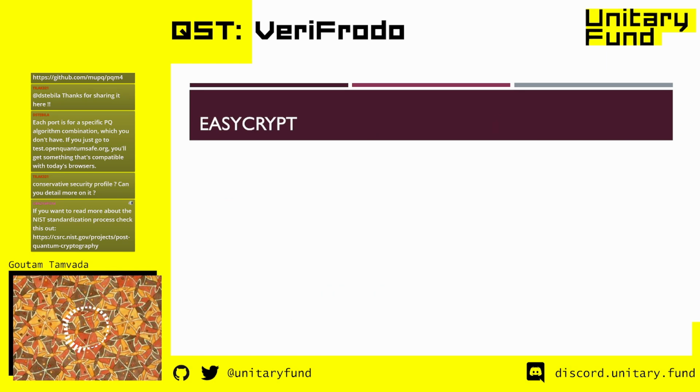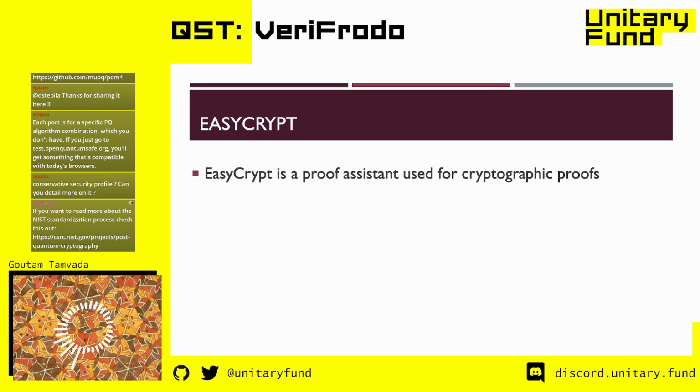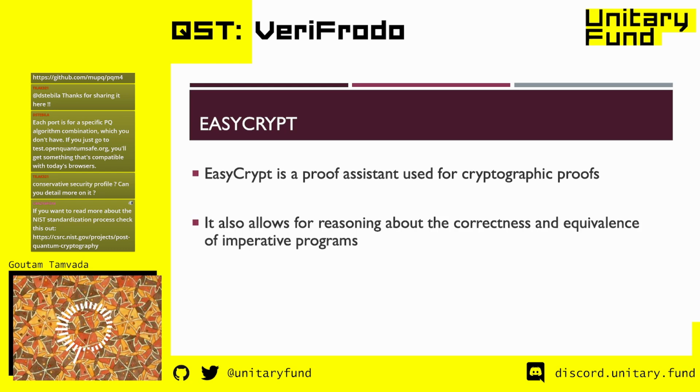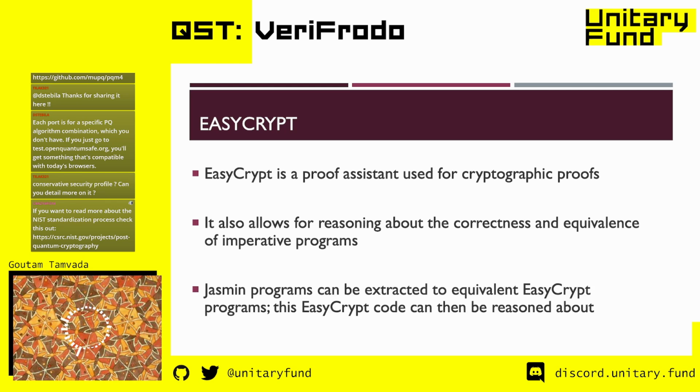So yeah, okay. Then moving on to EasyCrypt. A proof assistant is a software tool that assists users with the development of formal proofs. In other words, they're sort of programs that help you check if your proofs, or programs for that matter, are correct. And EasyCrypt is a proof assistant used for cryptographic proofs. It supports reasoning about the properties of imperative programs, such as the correctness and equivalence of imperative programs.